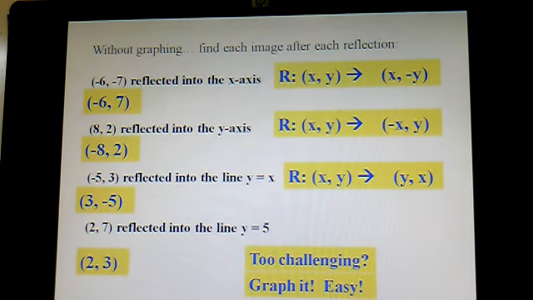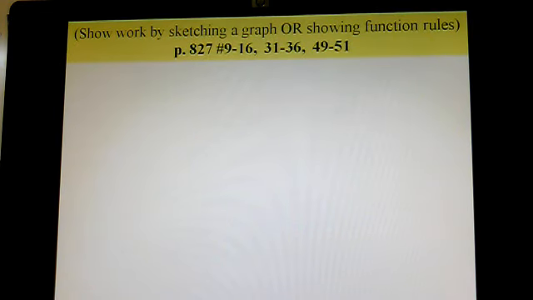So when in doubt, graph it out. When in doubt, graph it out. Hopefully that helps you. You guys should have some time to get this homework done in class.